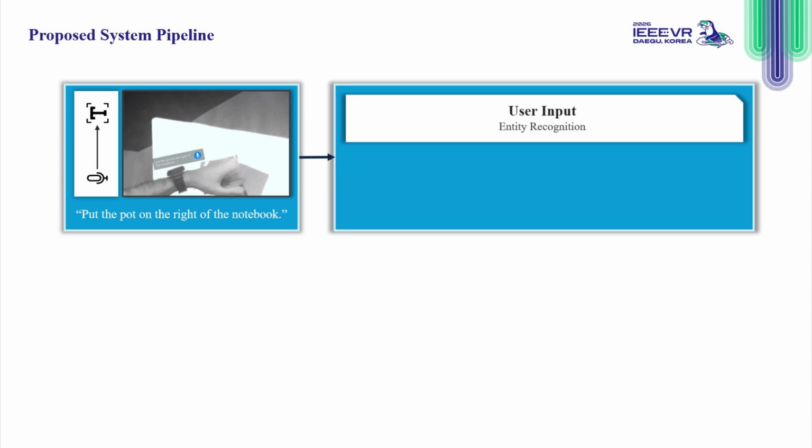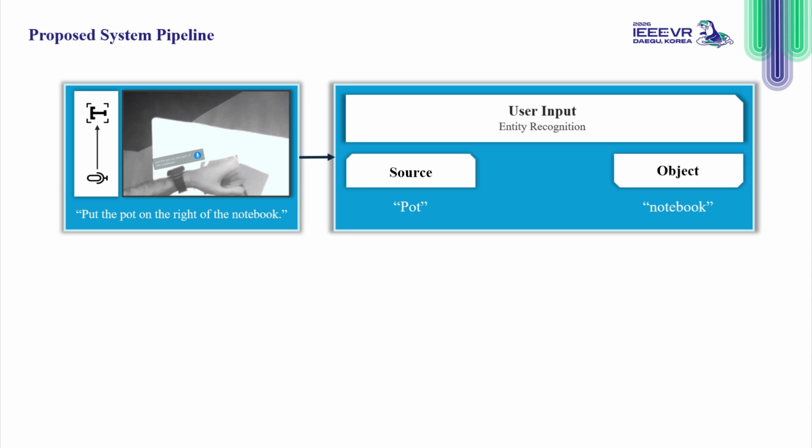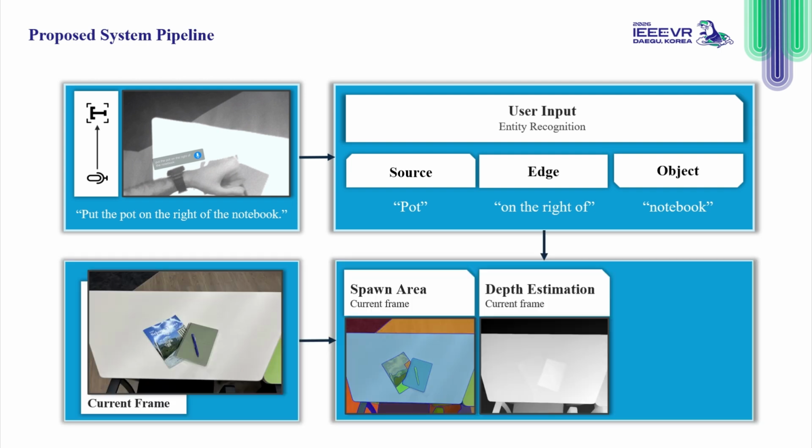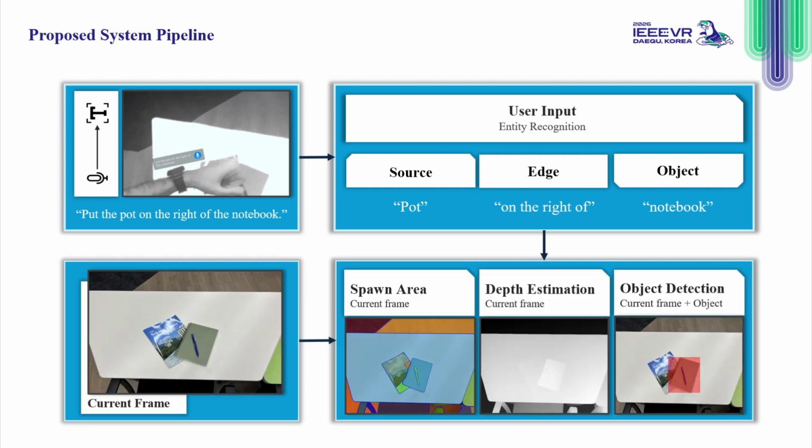We start by capturing the user's voice and a frame of their environment. We then extract a triplet: the source, or virtual object, the object, or physical reference, and the edge, which is the spatial relationship. This is processed alongside real-world depth and segmentation data to compute the optimal 3D coordinates in Unity.